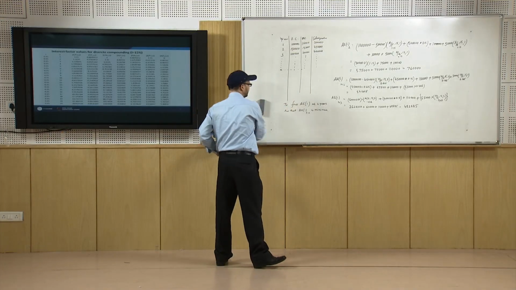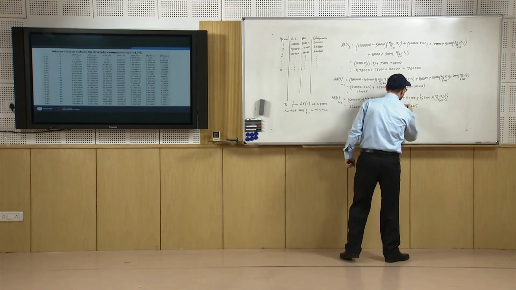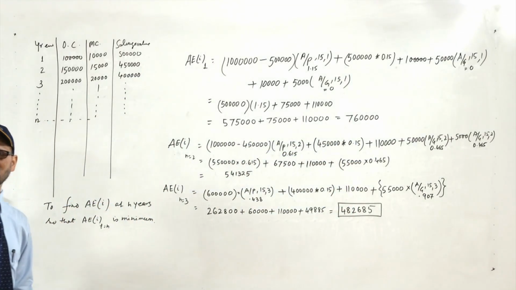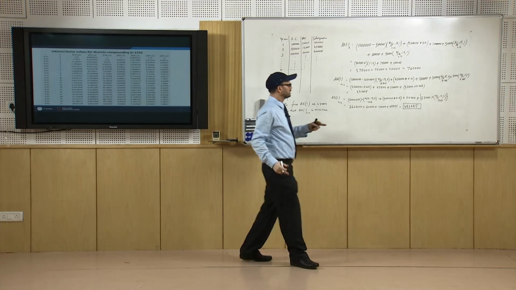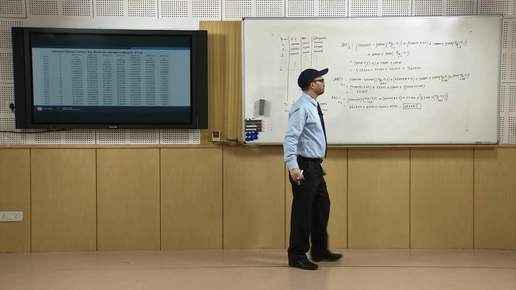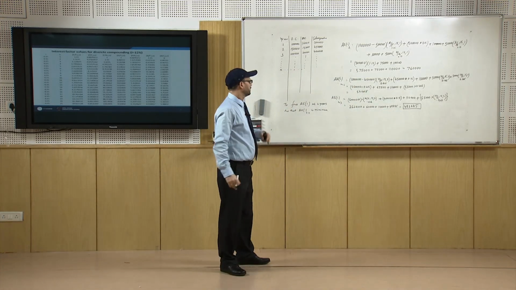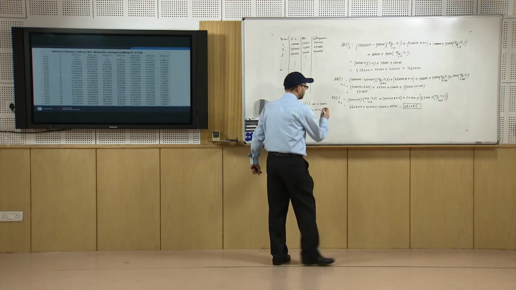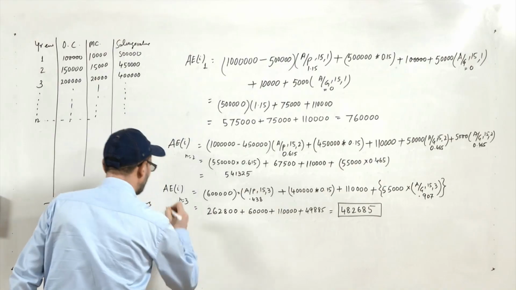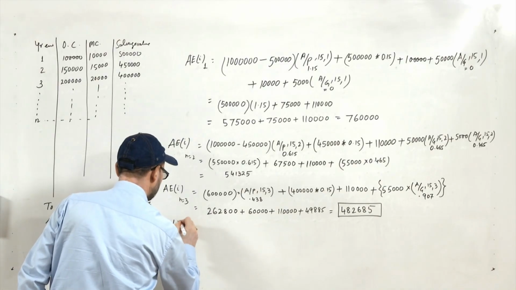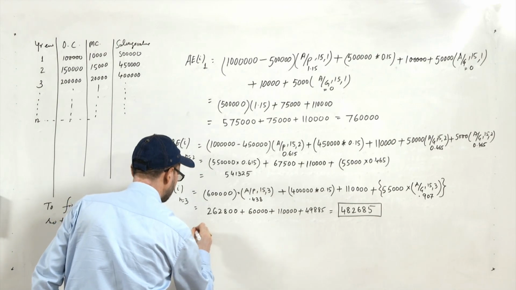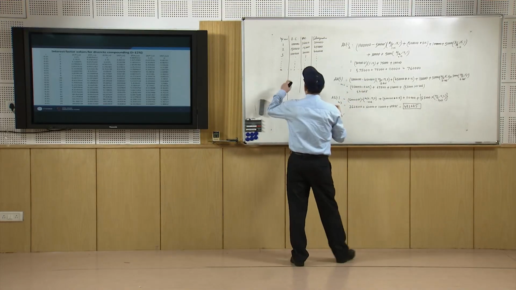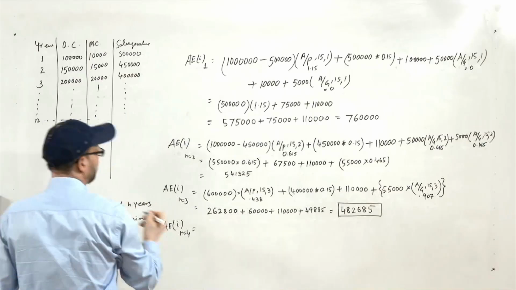Now, what we see is that if the equipment is used for 3 years, the annual equivalent cost further reduces and it comes down to 482,685. Let us see how long this decreasing trend goes. So, if you go for 4 years, this will now be in the fourth year, this will be 3,50,000.